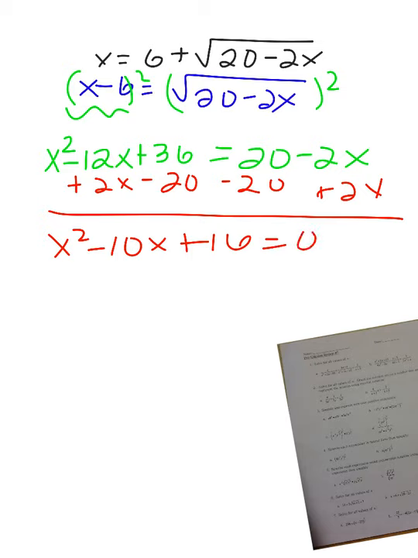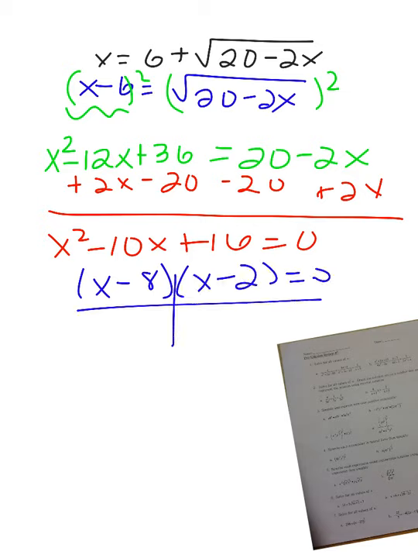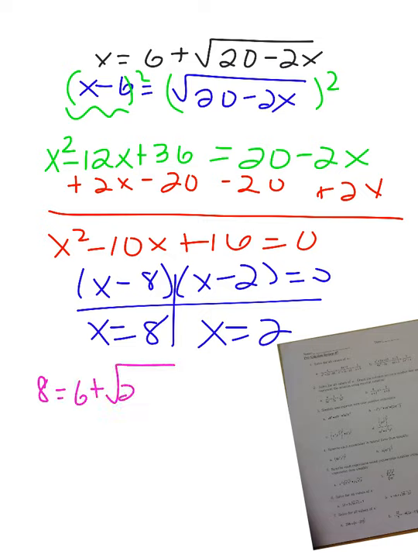Now we can factor. This factors and becomes x minus 8 times x minus 2 equals 0. I get x equals 8 and x equals positive 2. And now you do have to check it. Remember, always check the original. 8 equals 6 plus the square root of 20 minus 2 times 8. Now just plug the right side into your calculator. I get 8 equals 8, and that checks.